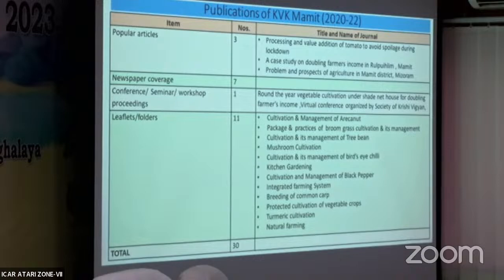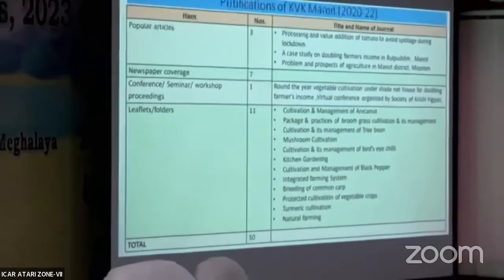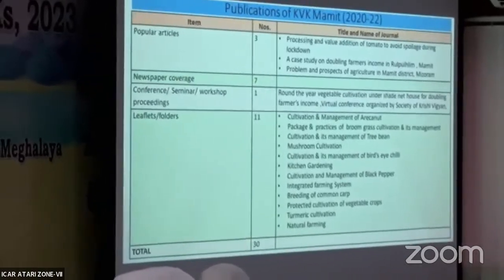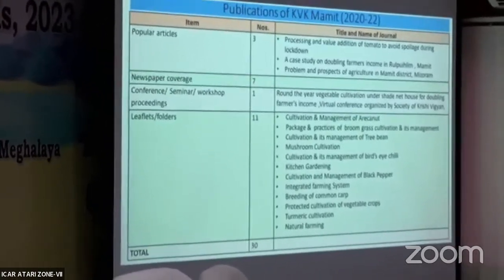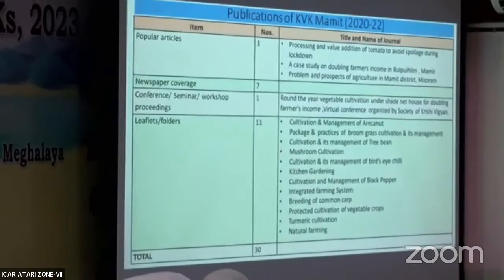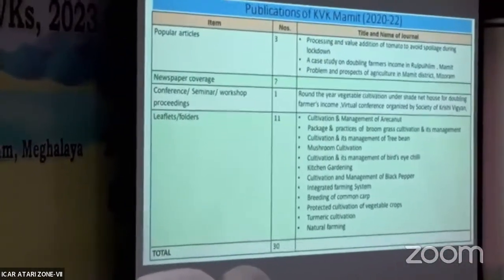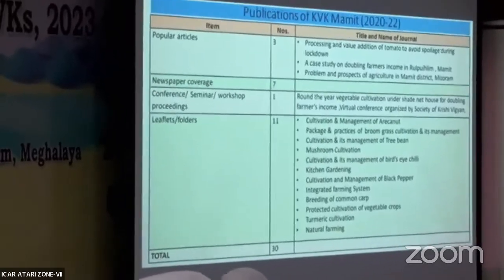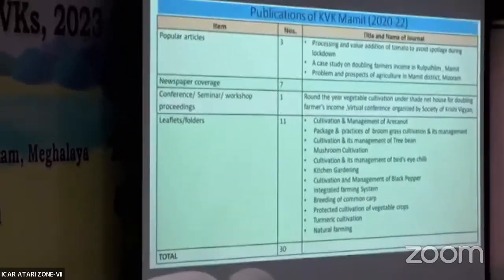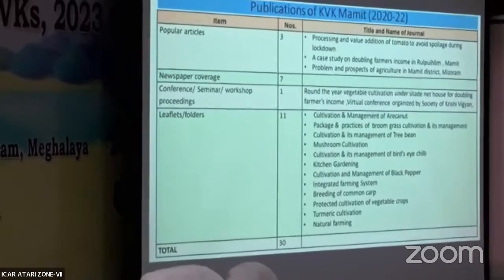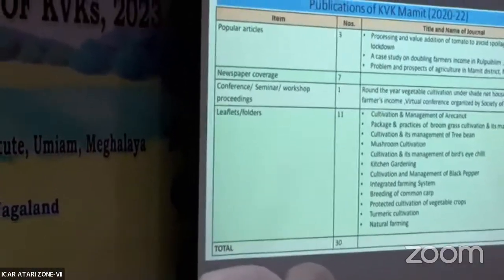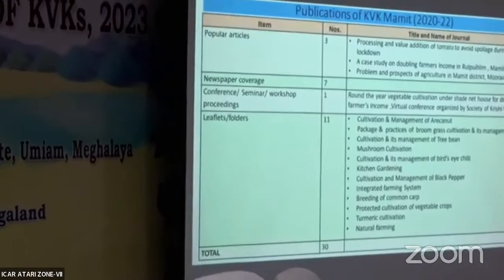Application of KVK farming. We have 3 popular articles: processing and value addition, case study on the green farmers' income, model of process of agriculture farming district. Why is newspaper coverage nil? Newspaper coverage is smaller, but 7 numbers. 7.